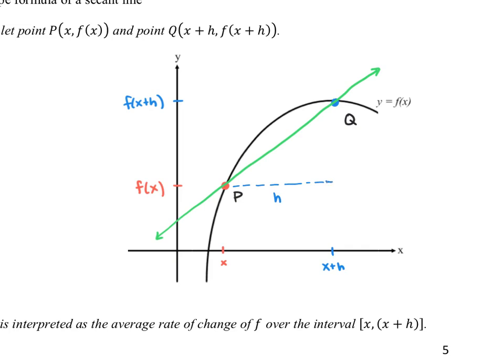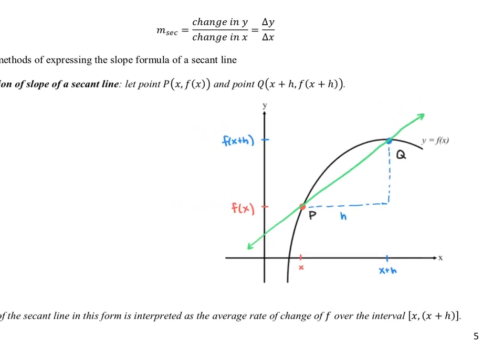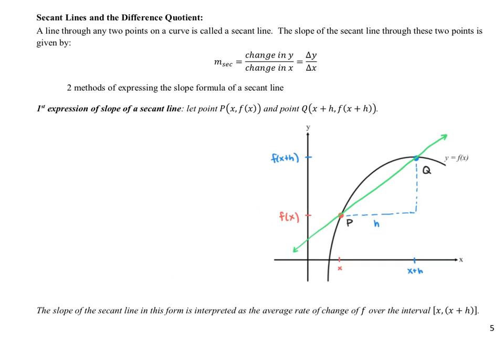So, for instance, if this point was 3 and we moved 2 units, this point would be 5. We're just using variables to notate the general move. And then vertically, we're looking at f of x plus h minus f of x, which is some arbitrary value. When we're looking at the difference quotient, we're looking at the change in the y values divided by the change in the x values.